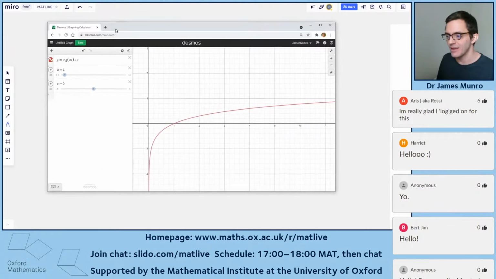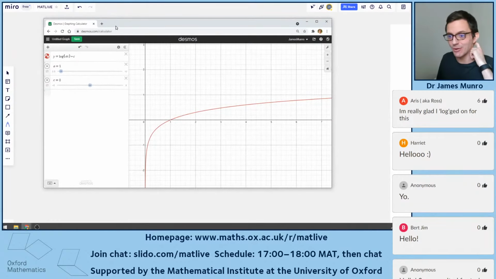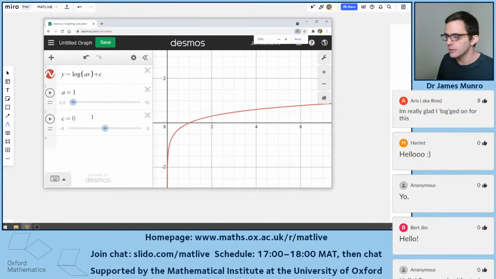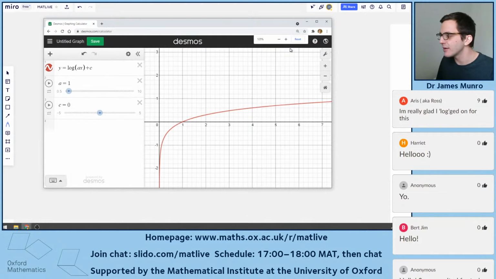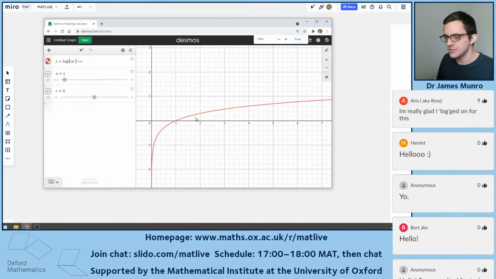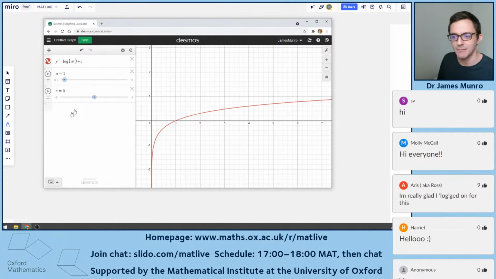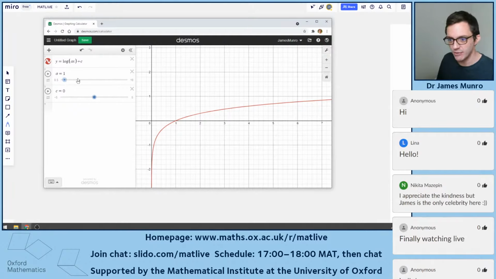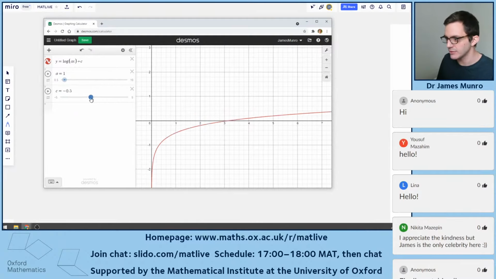Right, cool, good. Here's a graph of what I've been talking about. This is log of ax plus c, and I've got sliders in Desmos here for a and c. Let's make that a little bit bigger. Right, okay. So I can change c, and that's changing this plus c here, which is obviously going to move it up and down. That's not surprising, that translates it up and down.